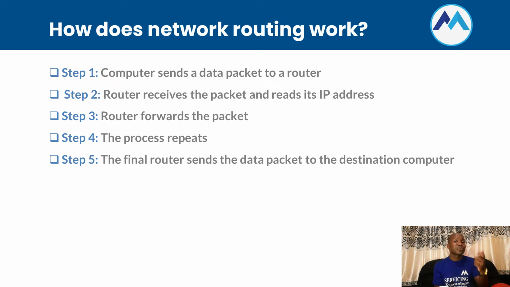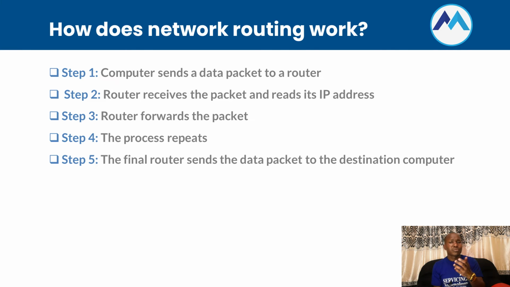Last step, the final router sends the data packets to the destination computer. When the data packet finally reaches a router in the same network as the destination address, it can route it directly to the device or server it was sent to.